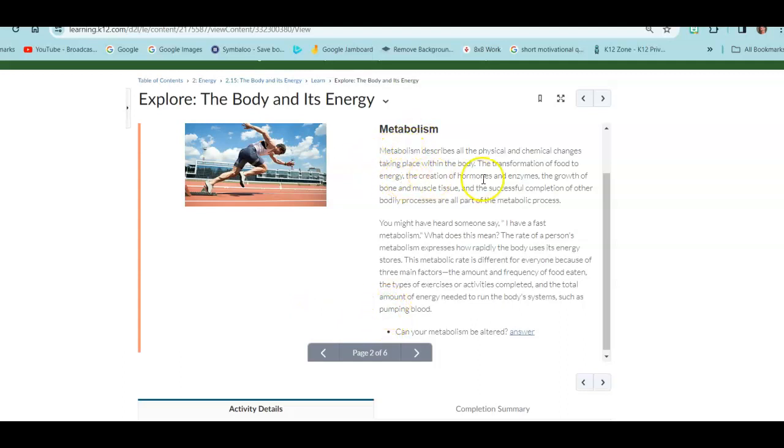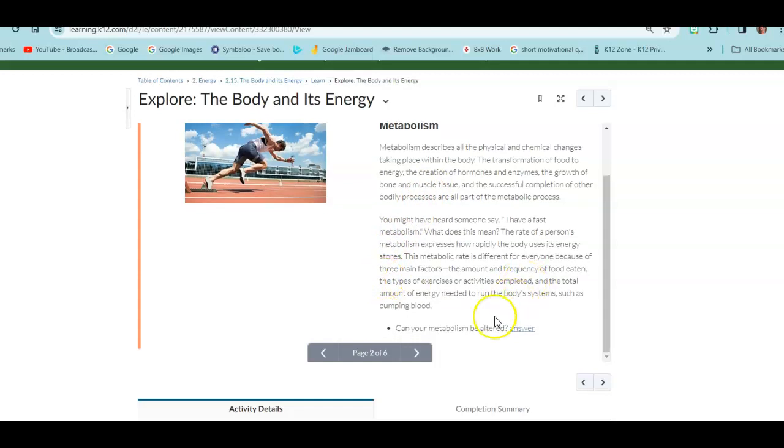Here is a good description right here. Basically, this whole paragraph, kind of fueling your body in a pretty detailed way. Food, energy, hormones, enzymes, how your bones and muscles grow. And then what does your body use energy for when you are resting? So that's the next guiding question. But this is an interesting question.